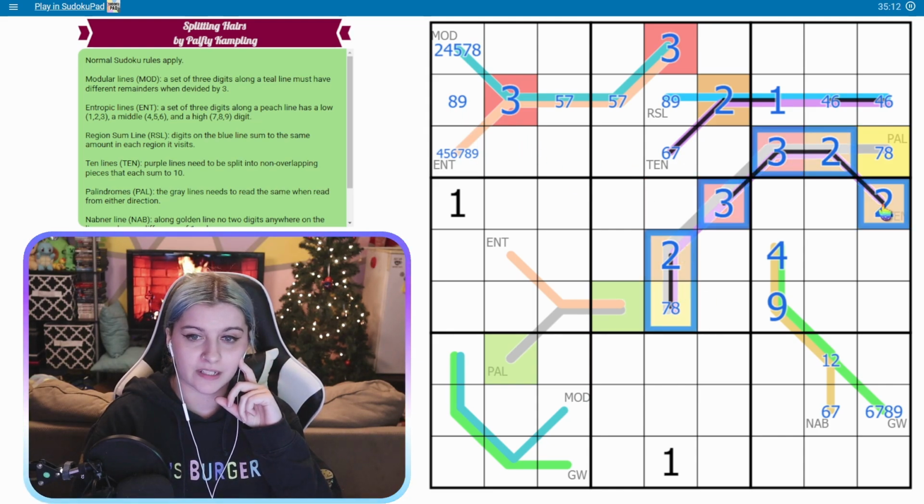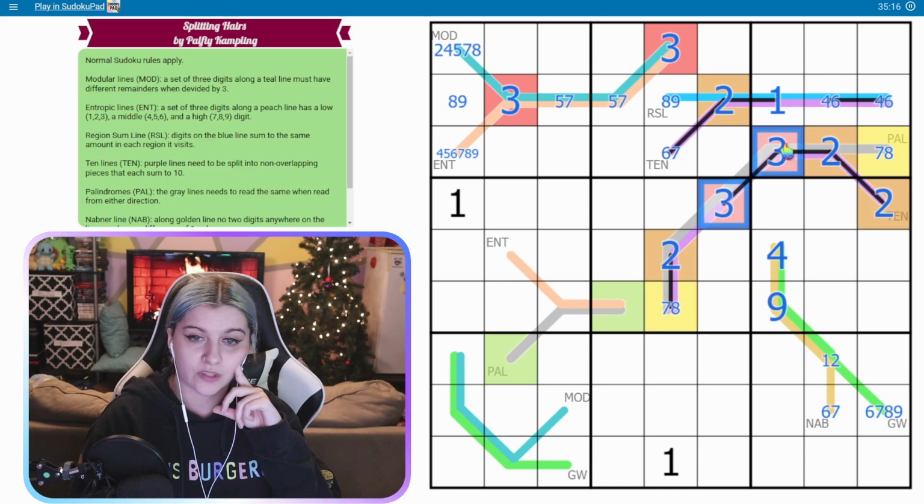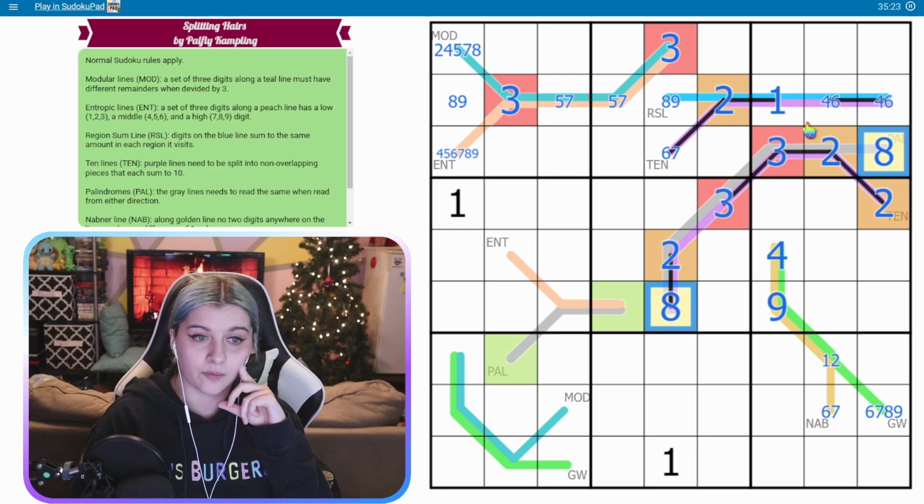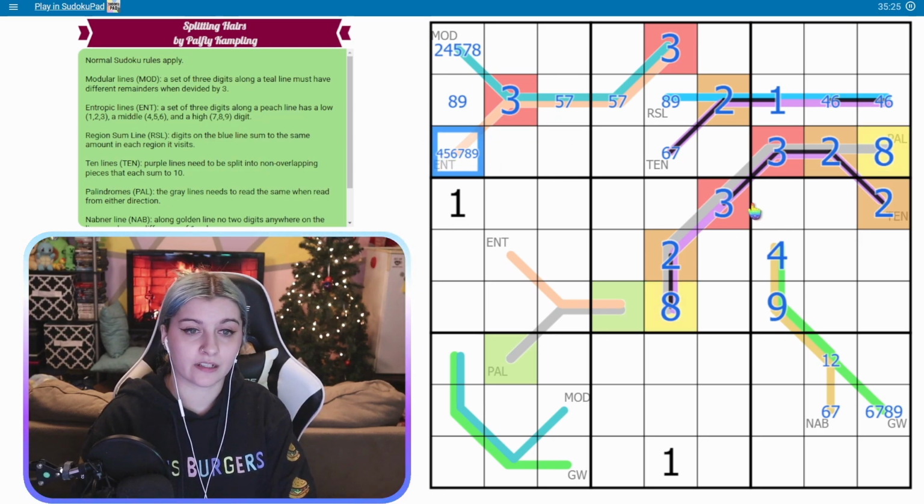Let's look at this then, because I got some 3s and 2s. I know the 10 line goes this way, which is already solved. I need this to be 10. So if this is a 2, then this is an 8. Meaning I can't actually use an 8 here anymore.